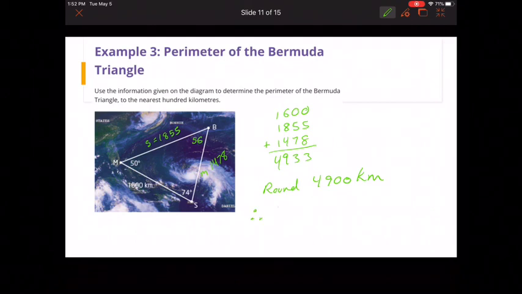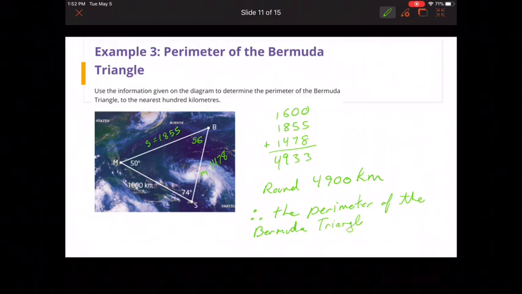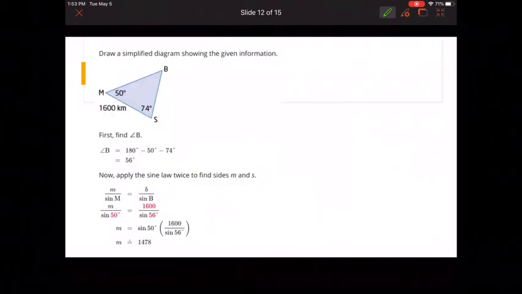So therefore, the perimeter of the Bermuda Triangle is about 4,900 kilometers. Answer from the book.